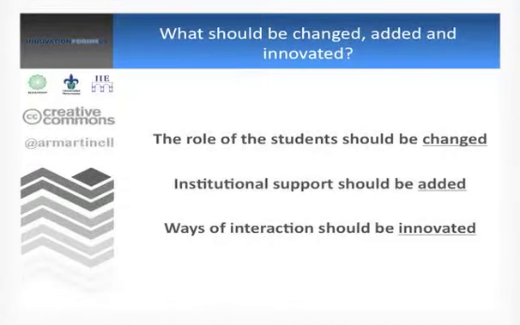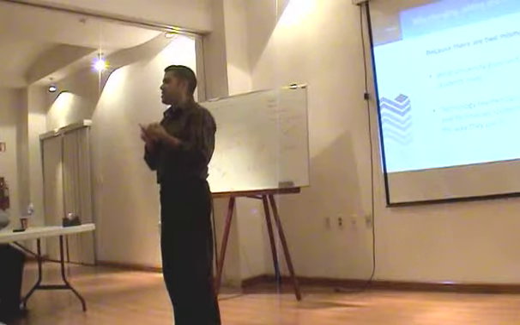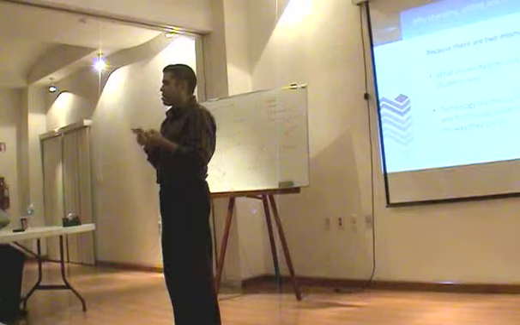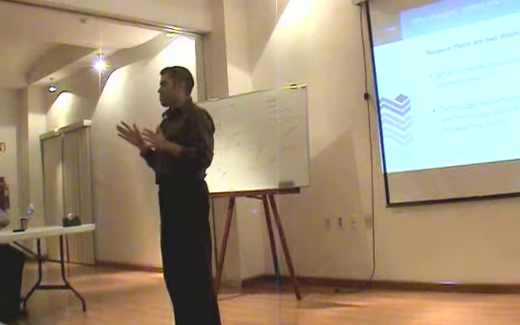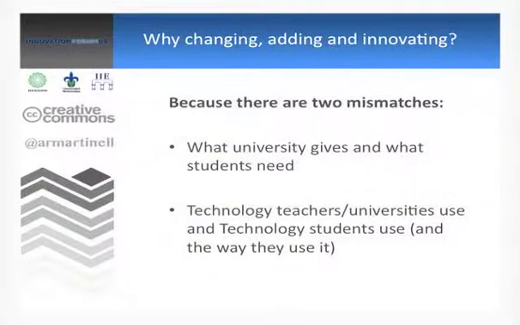So the role of the students should be changed. The institutional support should be added, and the ways of interaction should be innovative. What universities give and what the students need is not always the same thing. And the technology teachers and universities use is not always used the same way by students.